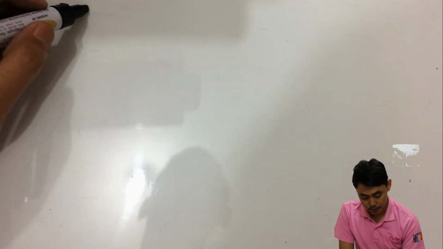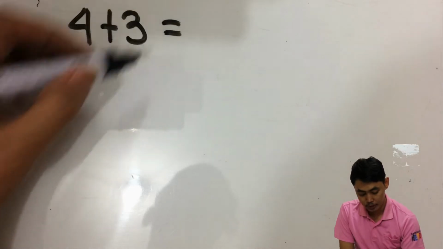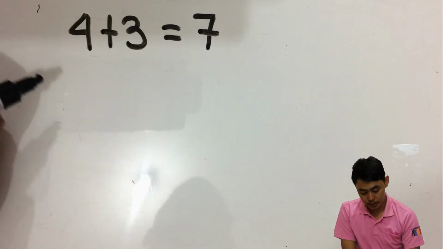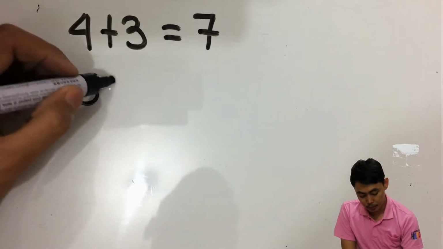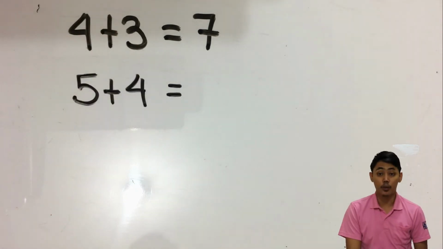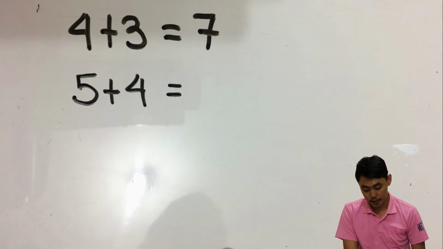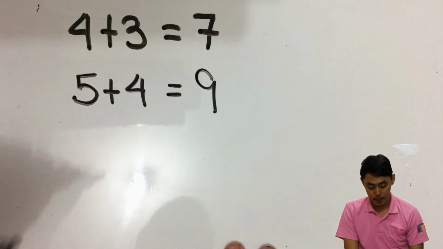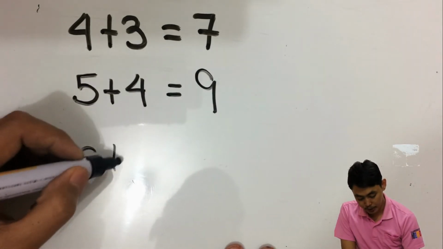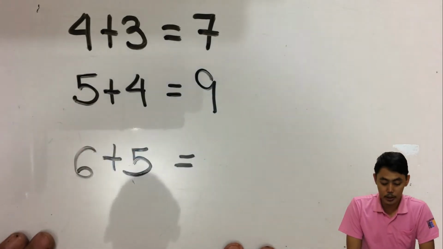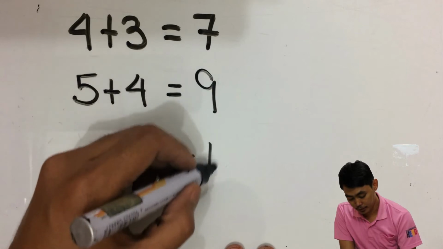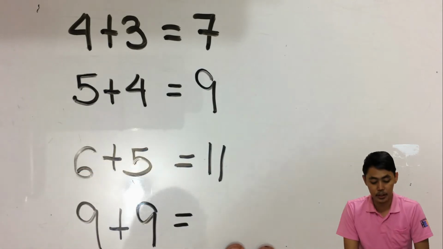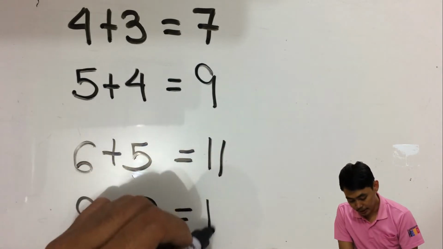Let's start with this number, 4 and 3, or 4 plus 3. The sum of these two is 7. Let's have another one. Shall we say 5 plus 4? So what is the sum of 5 plus 4? The answer is, okay, very good, 9. Next one, 6 plus 5. What's the answer? 6 plus 5. The answer is 11. And how about 9 plus 9? What's the answer? That is 18.